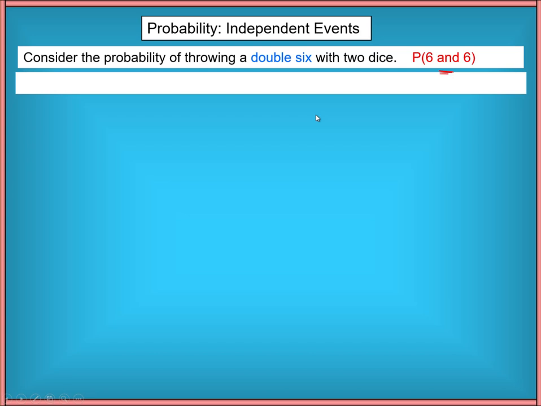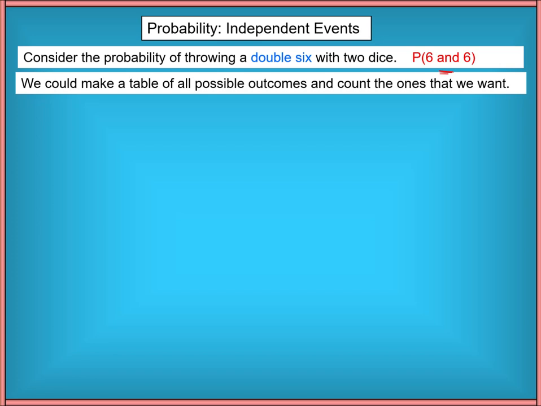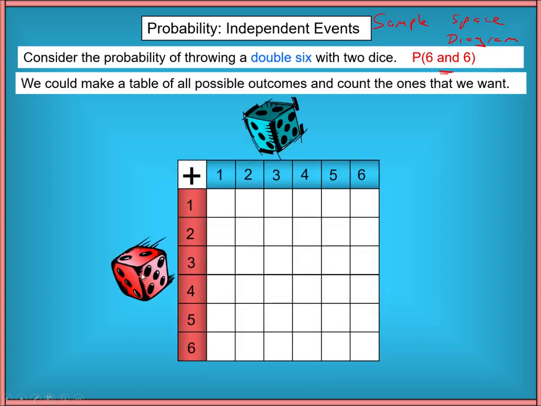And what I like to do with these is to make a table. Now this table in probability is called a sample space diagram. And we can then put all the possible outcomes. 6 and a 6, 6 plus 6 will give us 12 on the dice. So if we said we had 1 blue dice and 1 red dice, all the outcomes on the blue dice are 1 to 6. All the outcomes on the red dice are 1 to 6 as well.